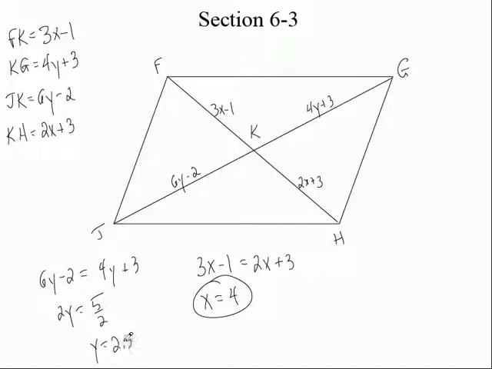Or 2.5, however you want to write it, it doesn't really matter. You could have just kept it 5 over 2. I would have been fine with that. But the book writes it 2.5. And there you go. There's x and there's y. So if x is 4 and if y is 2.5, that'll make this thing into a parallelogram. We good? All right, let's do another one.